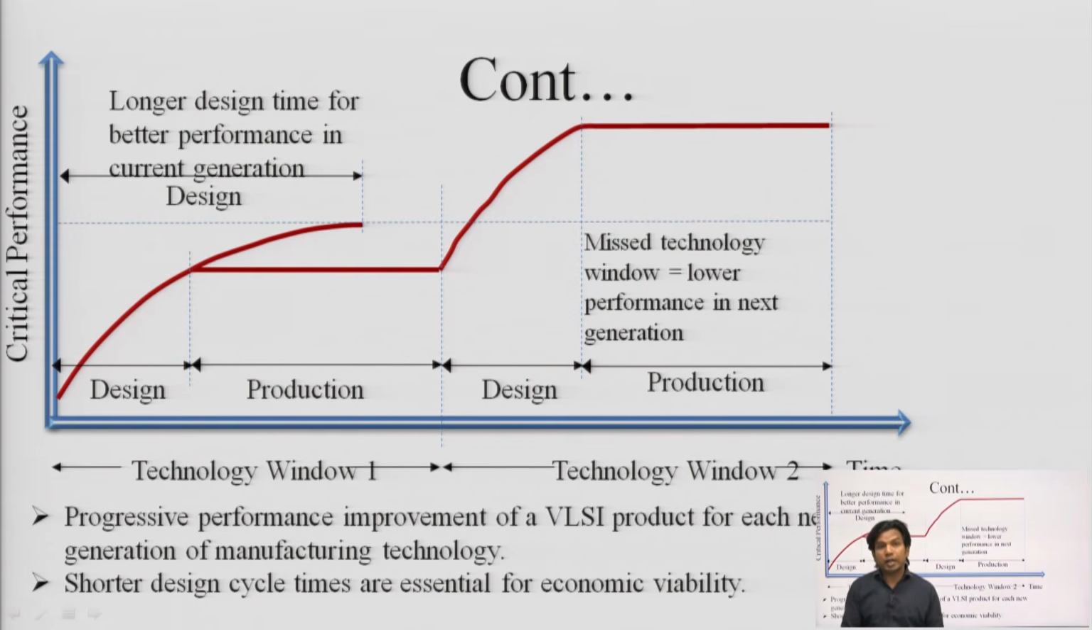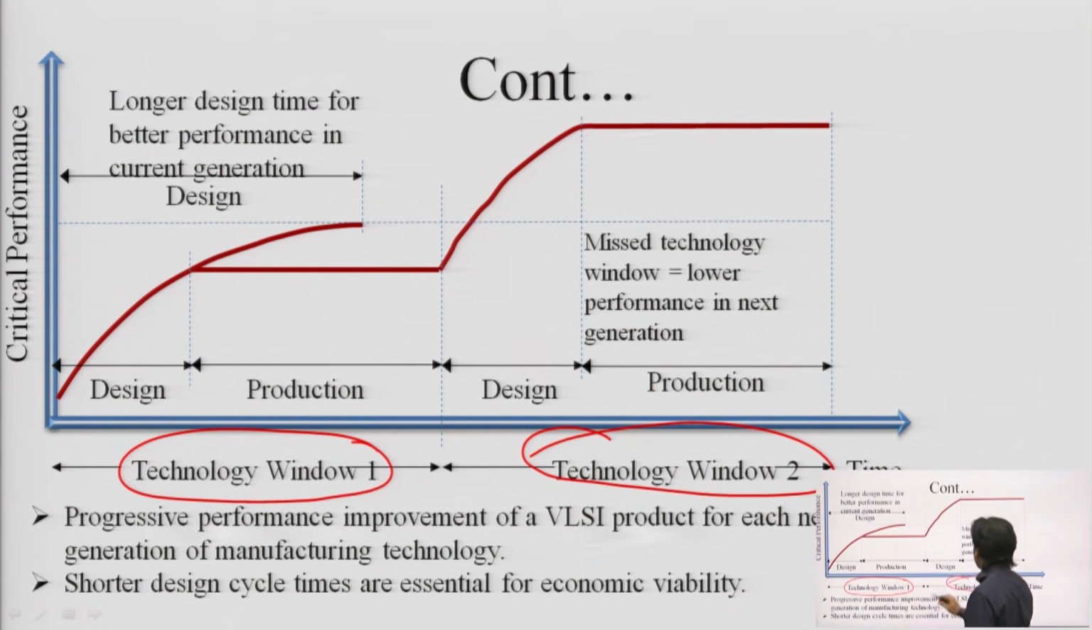Now, if we go from one technology node to another technology node, we also have to be very careful whether we are adopting a proper technology and implementing that technology in proper time or not. So, the performance also depends on how fast you are adopting the new technology, and whether this technology is adaptable or improvable. You can see here, I am comparing technology window 1 with technology window 2.